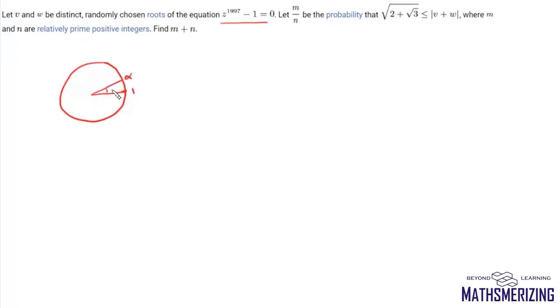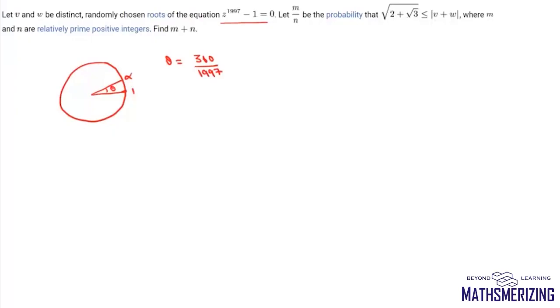Now one of the roots is 1, and then we have alpha square. If we find the angle between any two successive roots, and suppose that is theta, this angle is given by 360 divided by 1997. So that is the smallest possible unit of angle. Now we need to choose two roots v and w such that mod of v plus w is greater than or equal to root of 2 plus root 3.